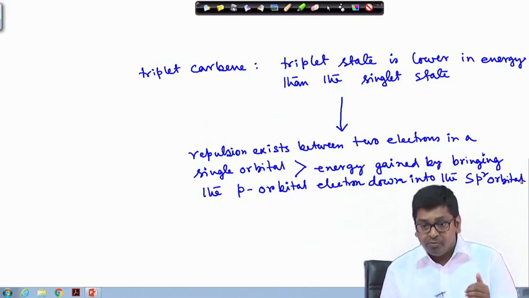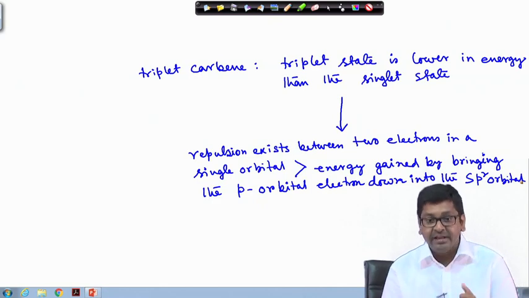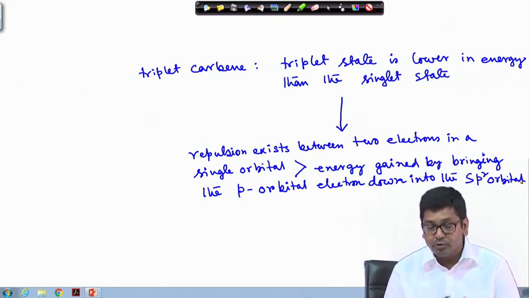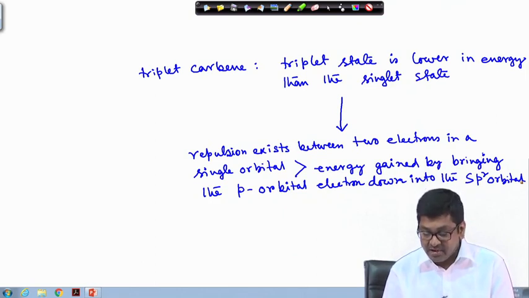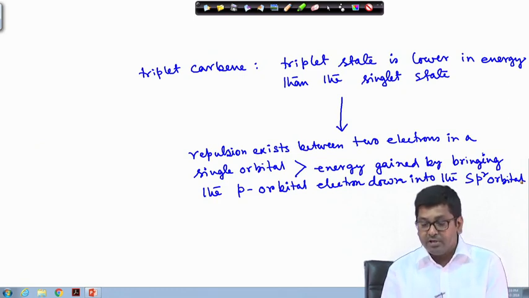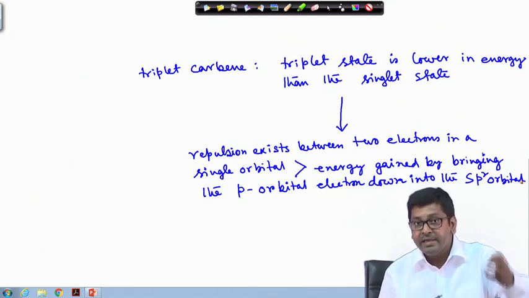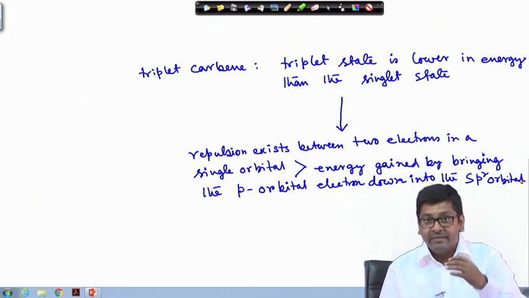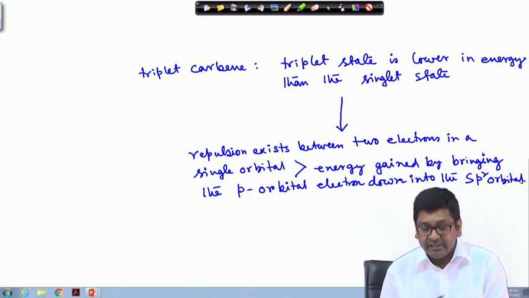Now, if the energy gained by bringing the electron down from the p orbital to the sp2 orbital is higher than the repulsive energy, then what will it be? If the repulsion between the two electrons in a single orbital is higher, then obviously it will be triplet. But if the opposite happens, that the energy gained is higher than the repulsive energy, then obviously it will be singlet.